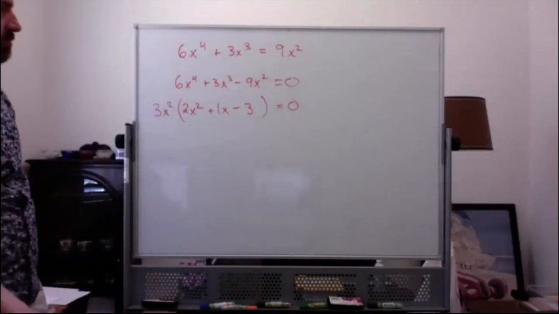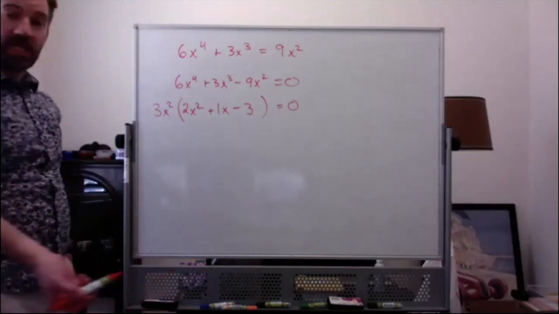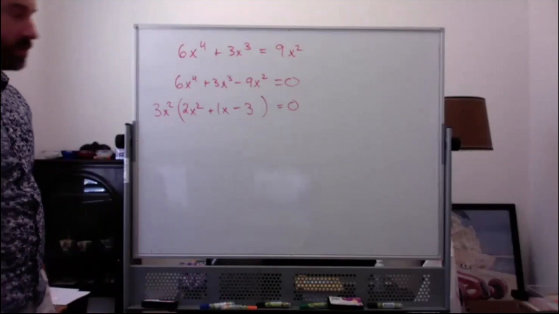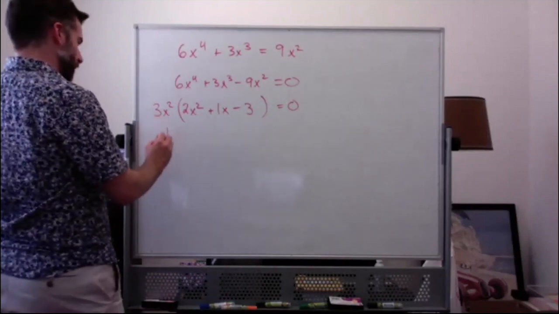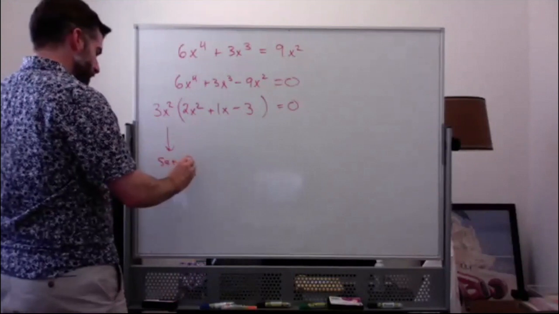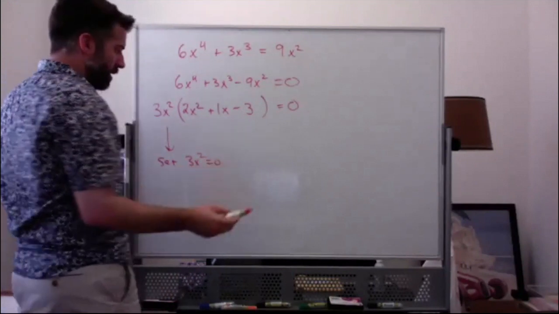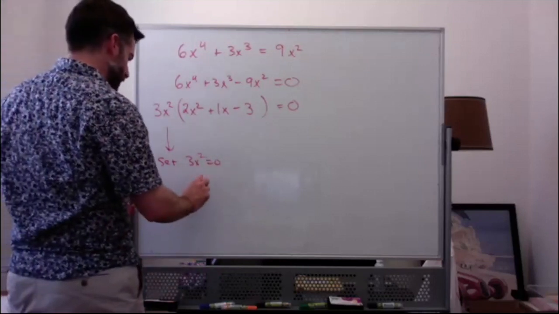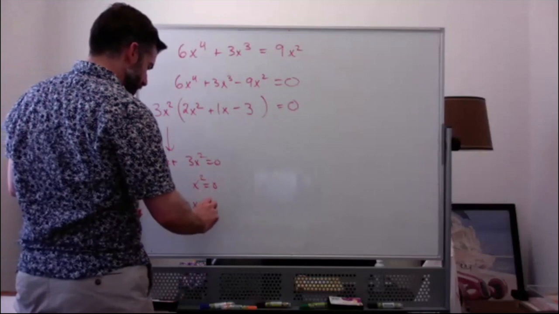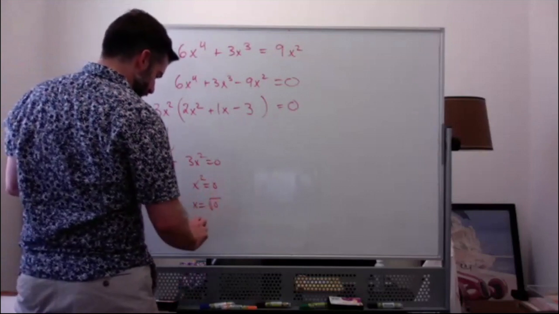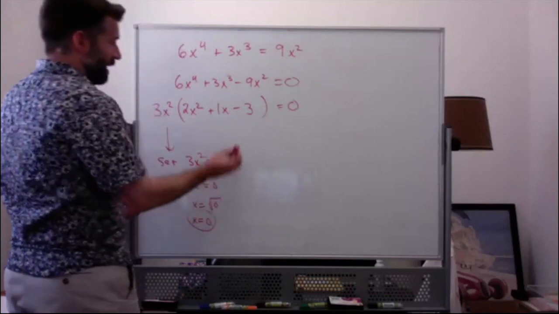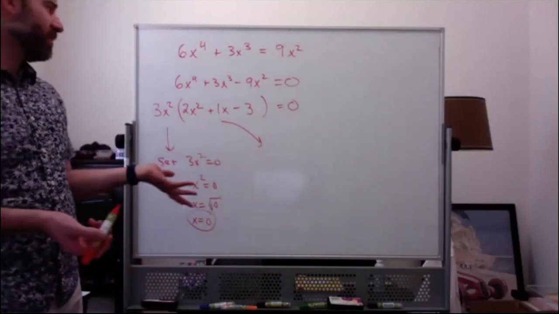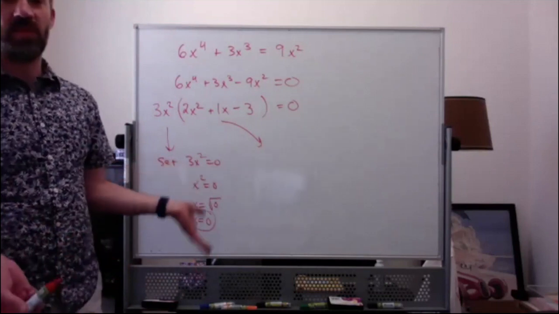And then I could either try factoring or I could use the quadratic formula. So I could set each factor equal to 0. I'm going to set 3x squared equal to 0, and that's going to give us 0. You could divide by 3 if you really wanted to, and then take the square root. But the square root of 0 is just 0.